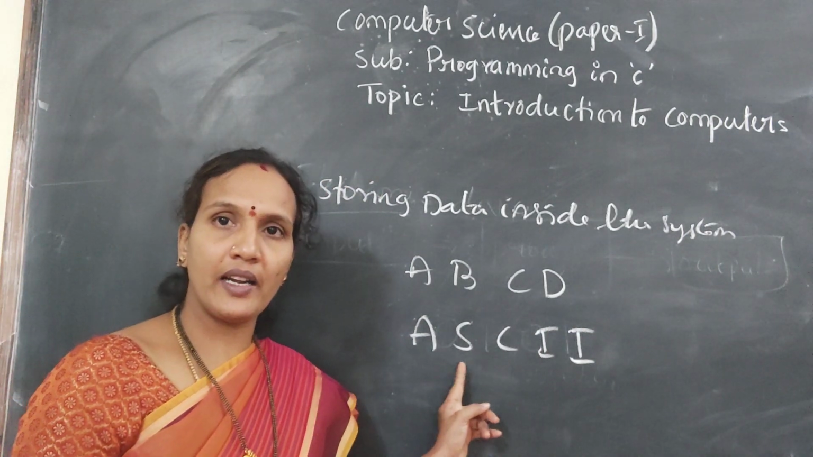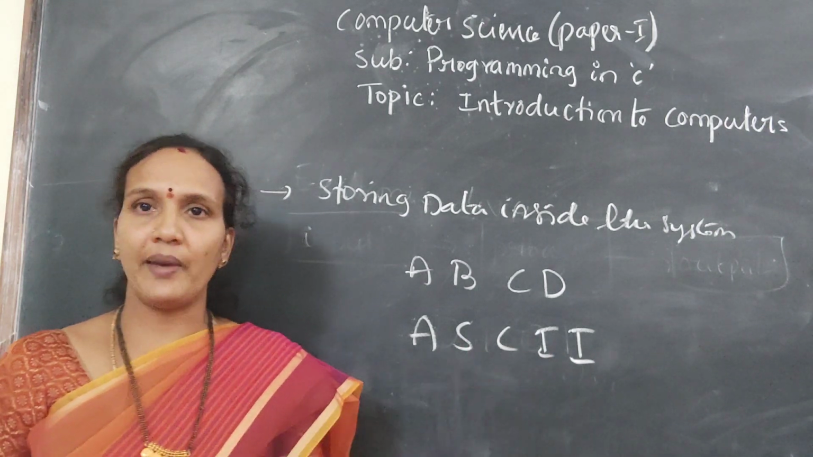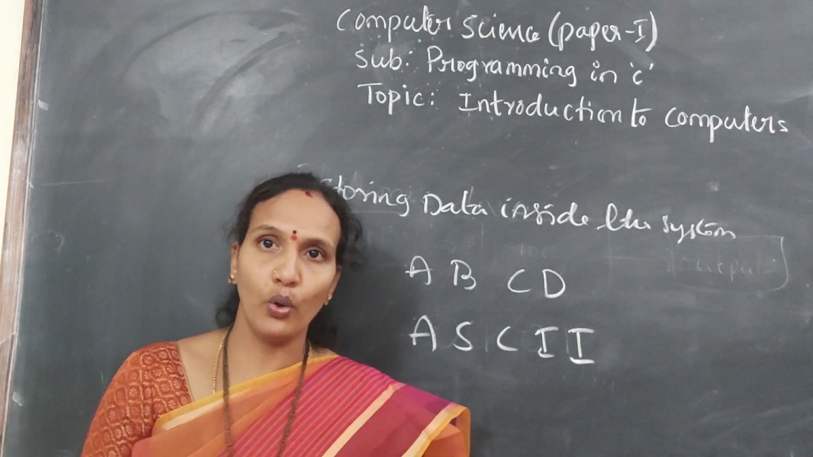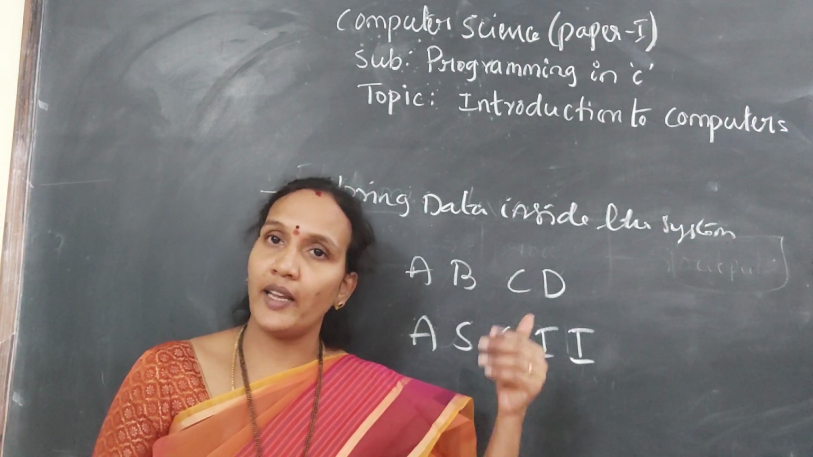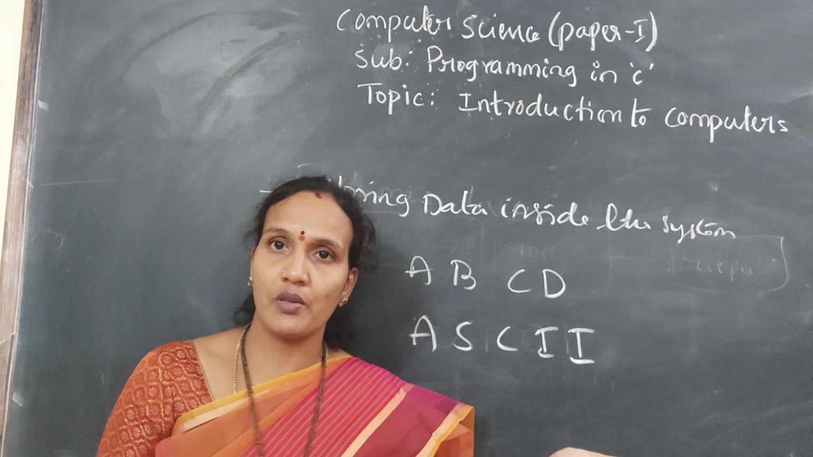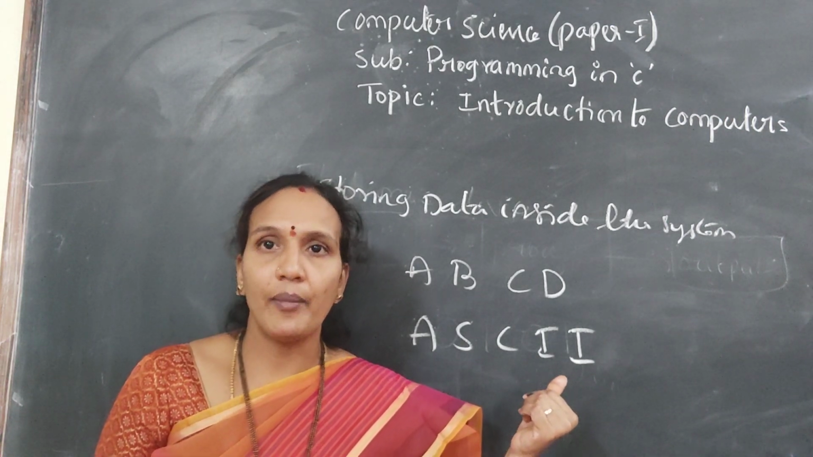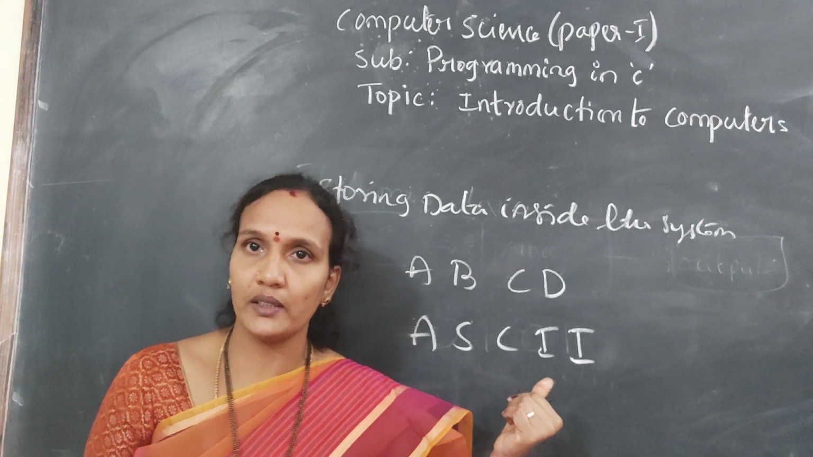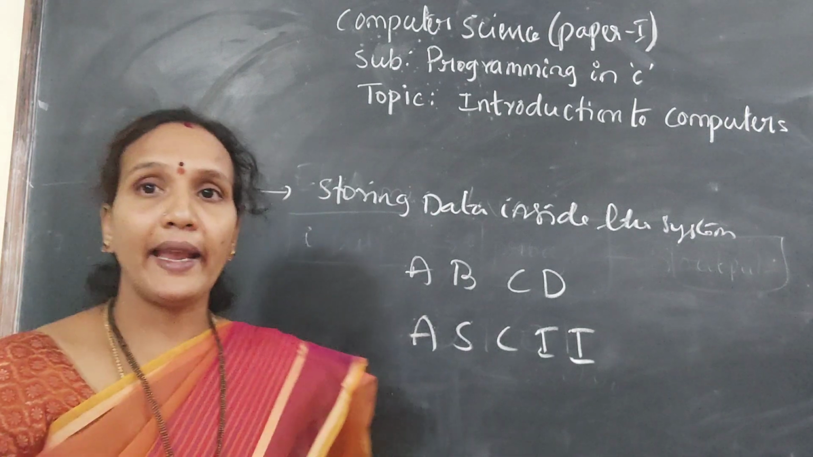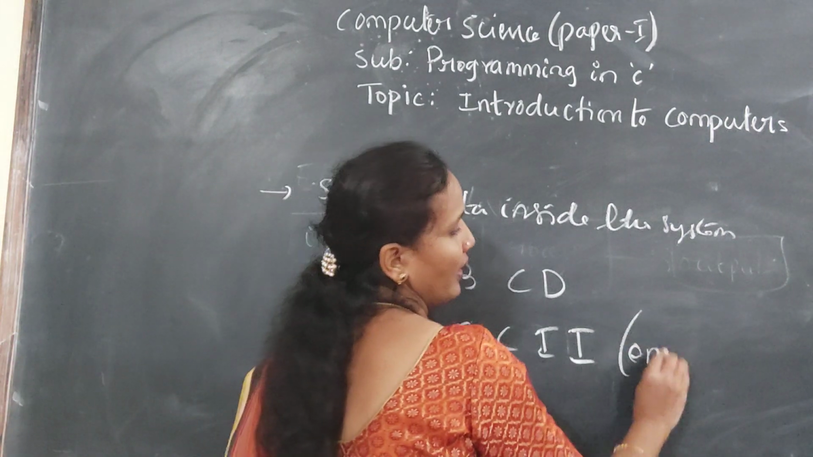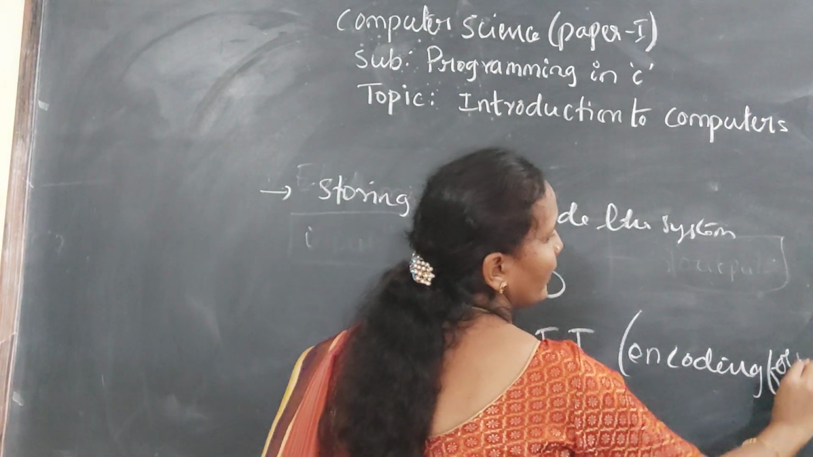ASCII: American Standard Code for Information Interchange. It is very important. In the next three, four, five semesters also, you will encounter this ASCII value. ASCII, American Standard Code for Information Interchange, is actually called an encoding format.